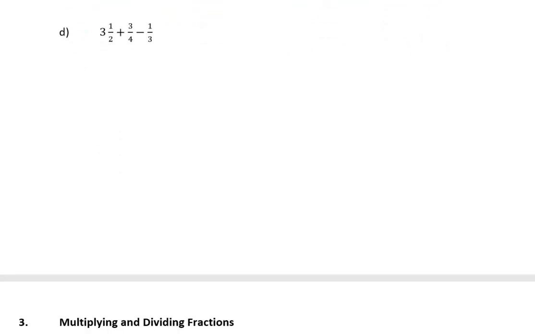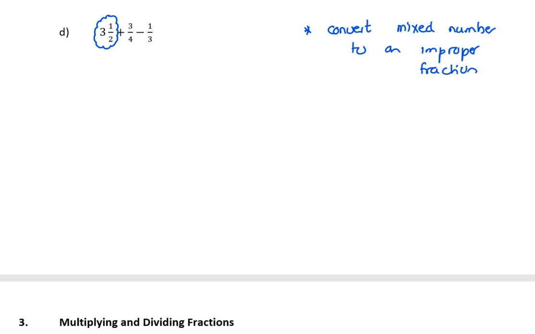Okay, final one, just to revise one extra concept, is this idea of a mixed number. We never, ever in high school work with mixed numbers. So the moment you see a mixed number in any type of fraction question ever, you need to convert the mixed number to an improper fraction. We never, ever work with mixed numbers. So don't be tempted to. So convert the mixed number to an improper fraction. Now don't forget, that's 3 times 2 is 6, plus 1 is 7 over 2. So I get 7 over 2 plus 3/4 minus 1/3.